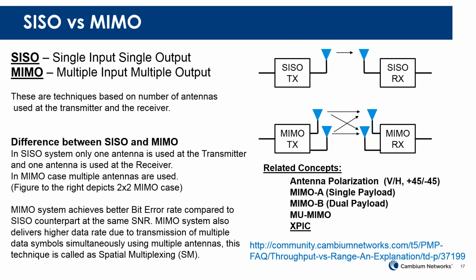What's the single payload? The same information is going over the two different antennas with the hopes that at the receiver side, one of the two antennas is going to receive one of the two transmitted signals correctly, and therefore it adds more robustness to that RF link. So these concepts of MIMO versus SISO, and then once you get into MIMO, there's MIMO A, MIMO B.